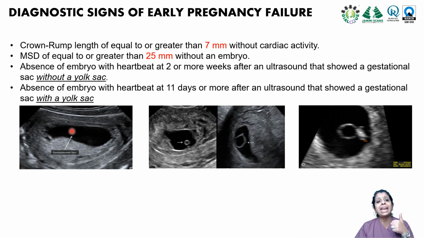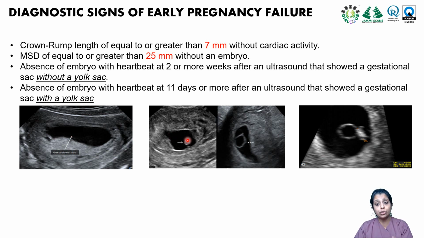That's the first thing: an empty gestational sac, or MSD, meaning a mean sac diameter of more than 25 millimeters, without a measurable embryo. You could definitely call it an early pregnancy failure.